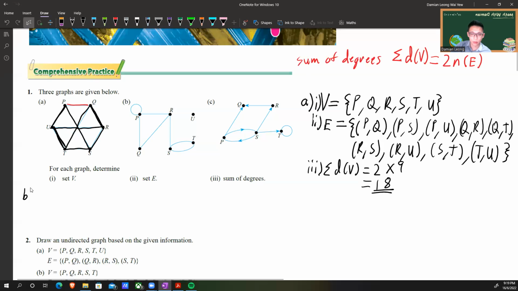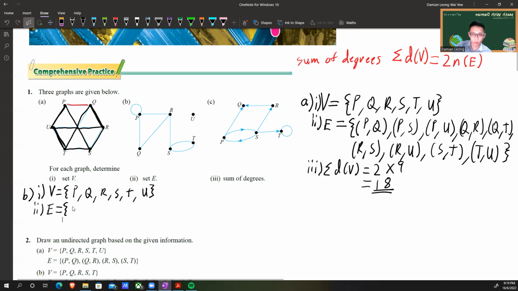Then part B. Same thing. First one, set V. Just list down all the vertices. So we have P, Q, R, S, T, and U as well. Okay. Then set E, the set of your edges.